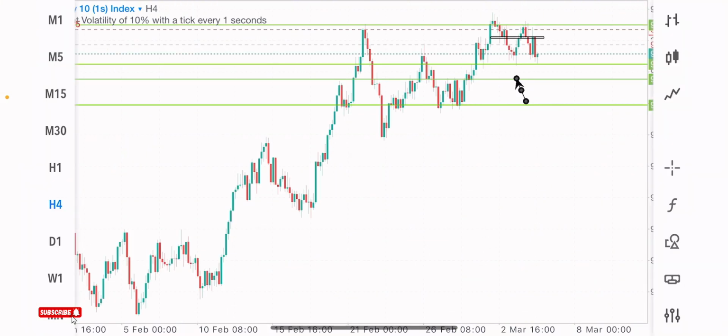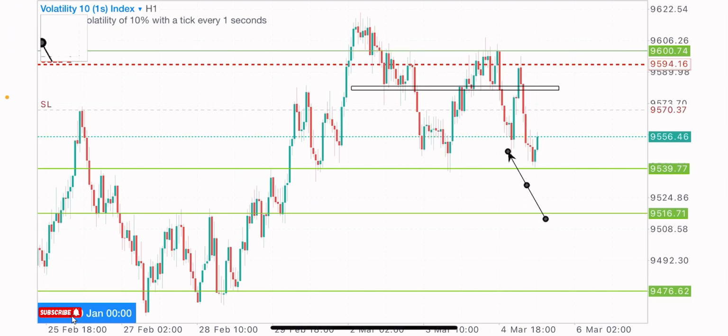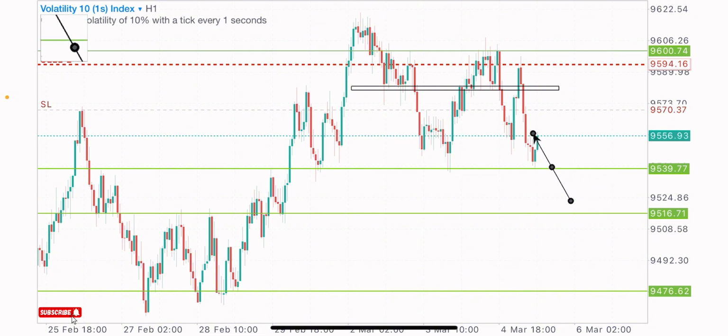Our first TP has been smashed, which I had at this point. My remaining positions I'm still holding, and I moved my stop loss below my entry to break even this trade and to stay safe in this trade.